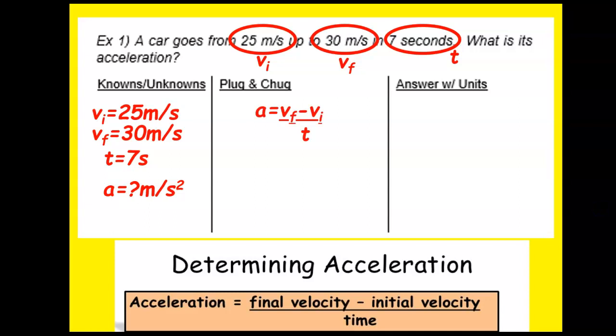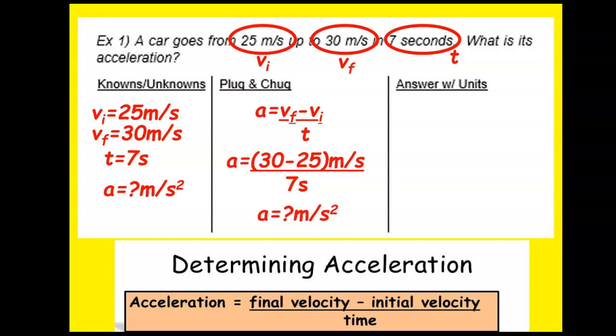So then you have your formula. You plug in all your knowns into your formula, and then you solve. So we take 30 minus 25, which is 5 meters per second, divided by 7 seconds, which will give me 0.71 meters per second squared. Again, if you show me all this work and your math is incorrect, I will still give you full credit if you have everything that I'm showing you here. If you do not, then you're going to lose points.